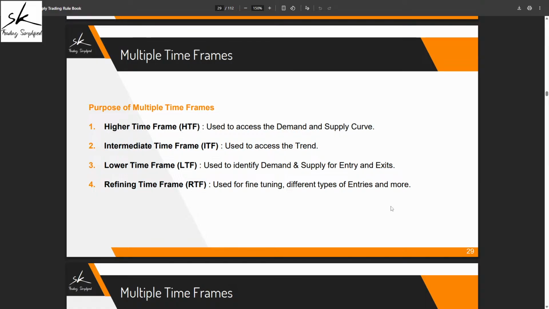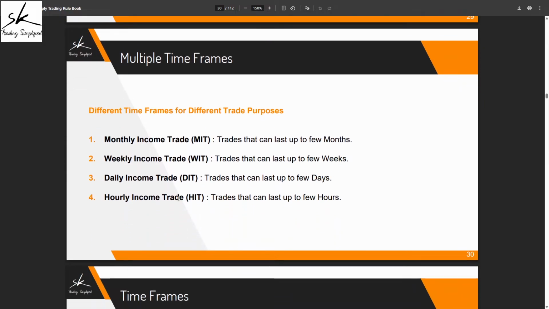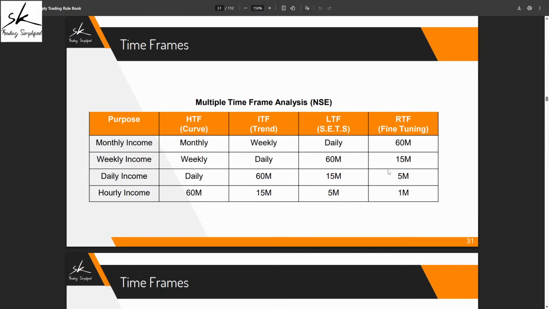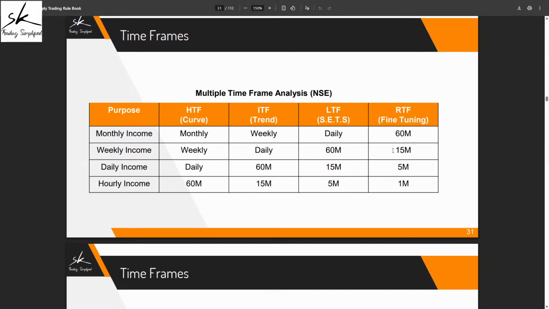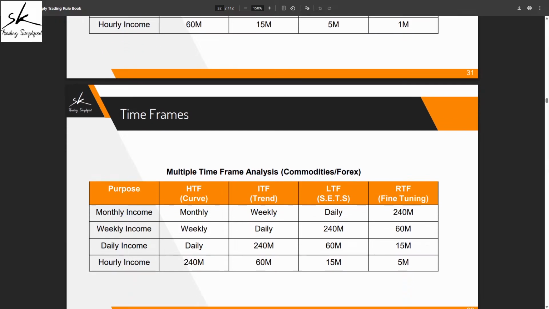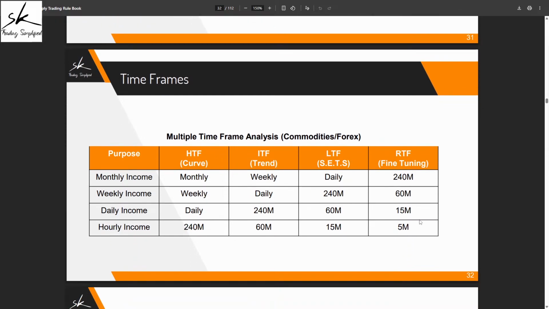Next, what are the 4 different trade purposes? We have already talked about it. What is HIT, DIT, WIT, and MIT? So now the question comes: for every purpose of trade, what will be my 4 different time frames? And we get the answer from this table. Now mind that this table, which is on page number 31, is for the NSE market, because this market is only open for about 6 hours and 15 minutes. But if you're trading markets which are open for longer durations, like commodities, forex, let's say cryptocurrencies, then you can look into the table which is on page number 32.